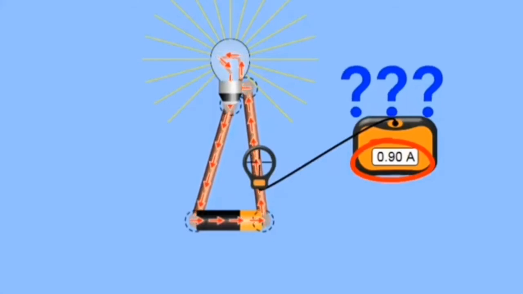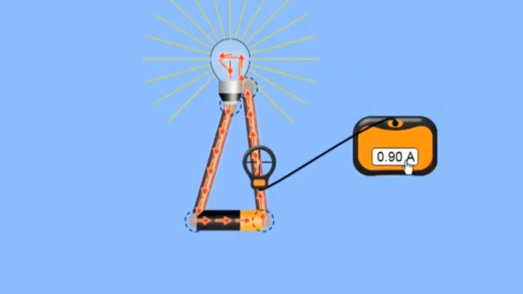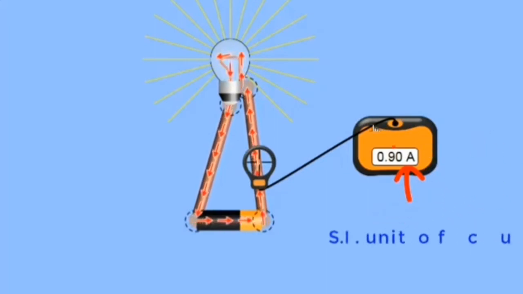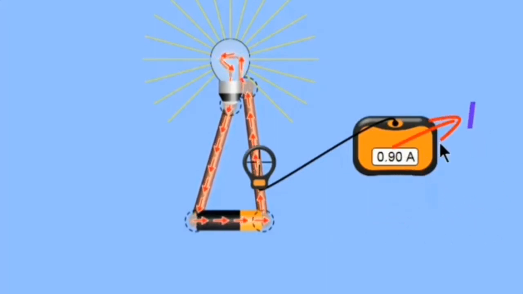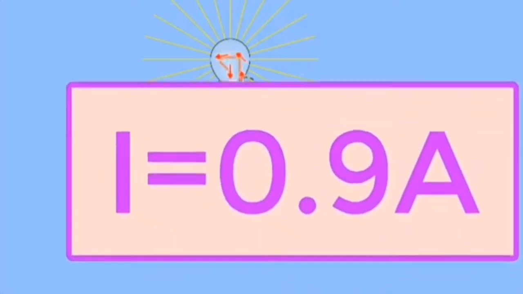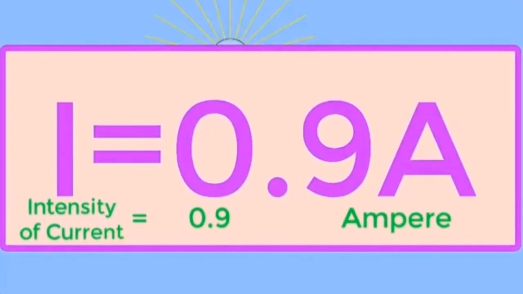The amount of current that passes through the electric circuit is 0.9 A. A is the symbol of ampere, that is the SI unit of the current, where the intensity of the current is symbolized by I. Then I equals 0.9 A. That means the intensity of the current equals 0.9 ampere.